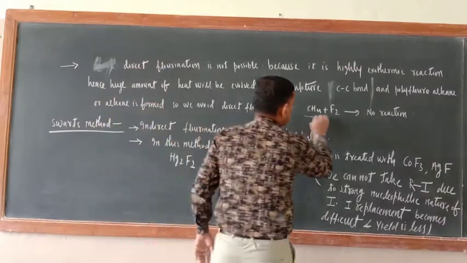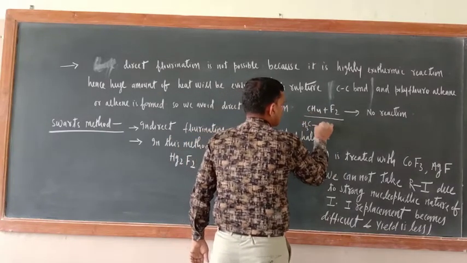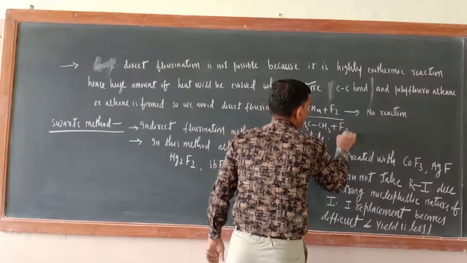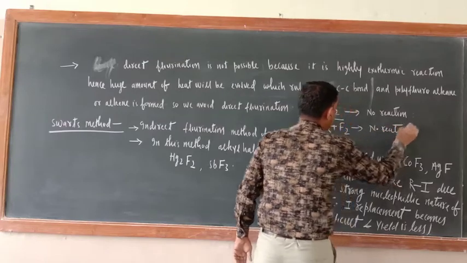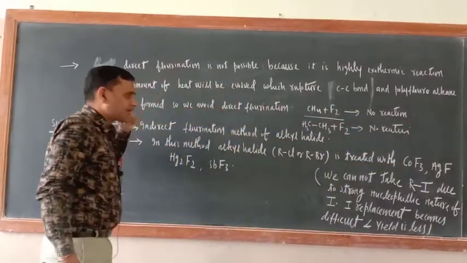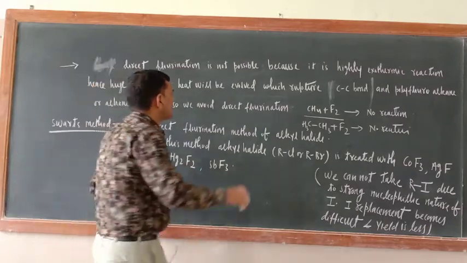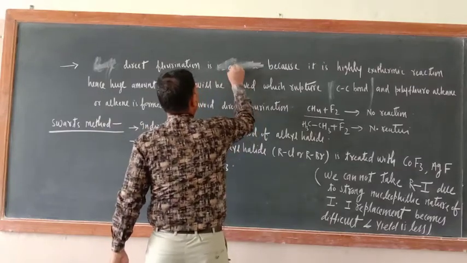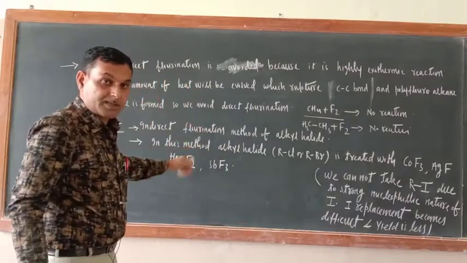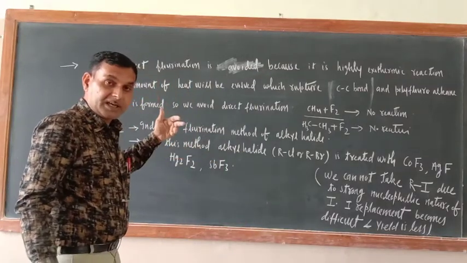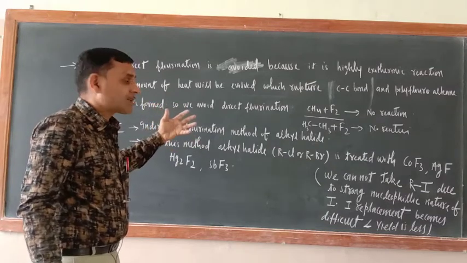Just see here. Of course, here only one carbon atom is there. Suppose you have taken CH4 plus F2. Here also, no reaction. Why no reaction? Actually, it doesn't mean that it is not possible. It is possible, but direct fluorination is avoided, because we can't say it is not possible. It is possible, but it is an exothermic reaction, hence a huge amount of heat will be generated which will rupture the carbon-carbon bond.